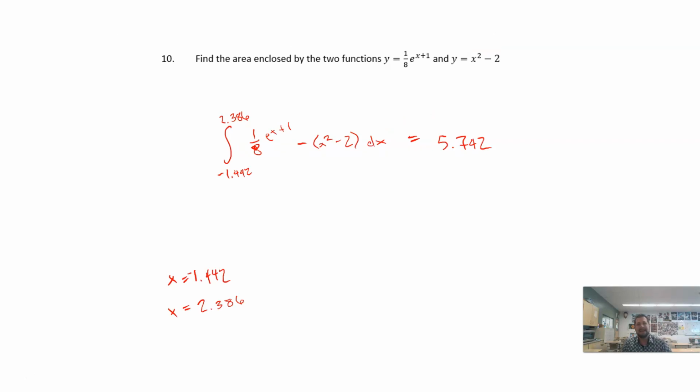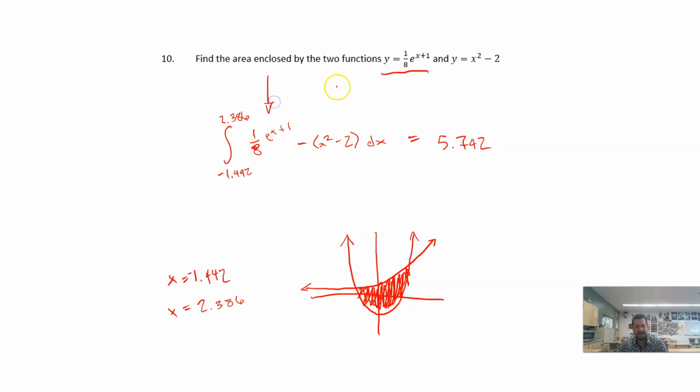On number 10, it's a little bit more difficult because we have these two functions. I've got y equals x squared minus 2, which ends up looking like this. And then I've got another one, y equals 1/8 e to the x plus 1, which ends up looking like that if you graph it. So you'll notice we have this enclosed area right here, and that's what we're trying to find. Because we are going to do the top function minus the bottom function, I can see that, but I need to find out where the two graphs cross each other.